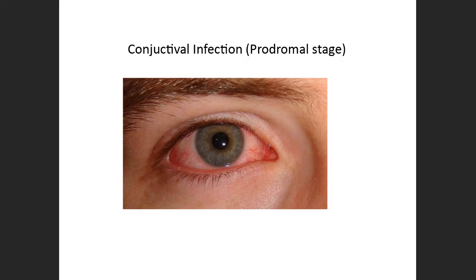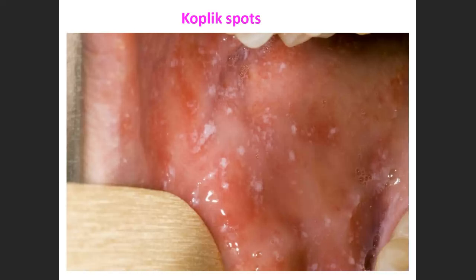Here is a picture. You can see how the prodromal stage looks, the conjunctival infection. And these are the Koplik spots, white spots present on the mucosa.